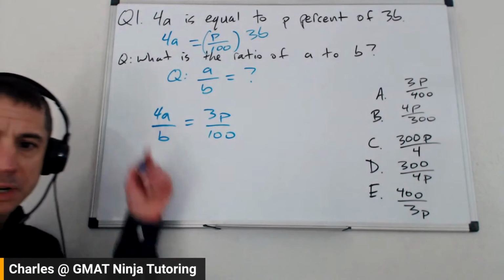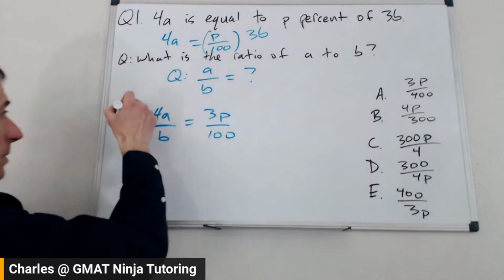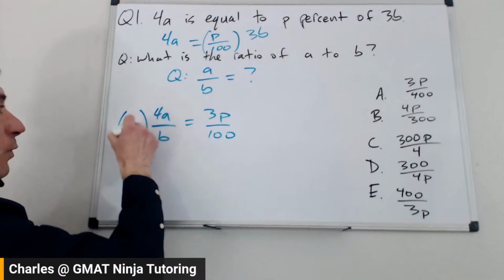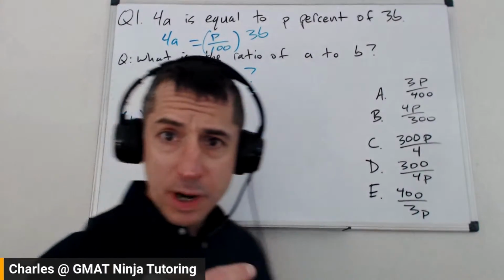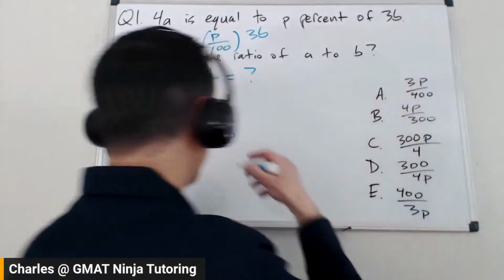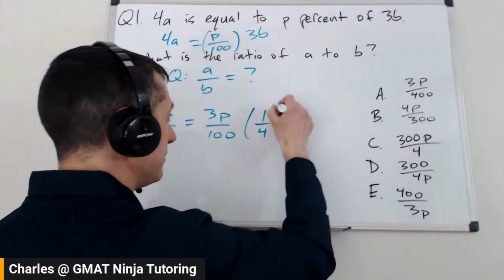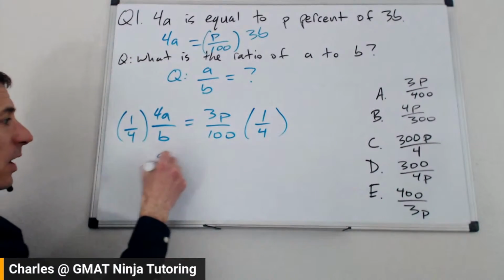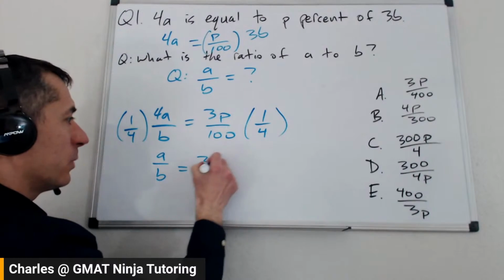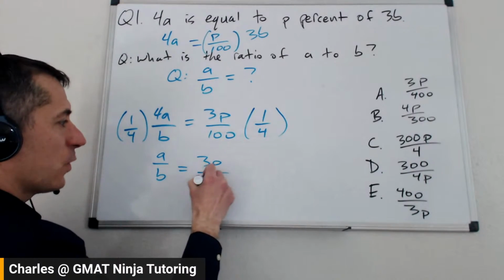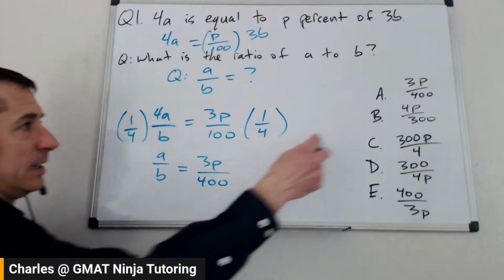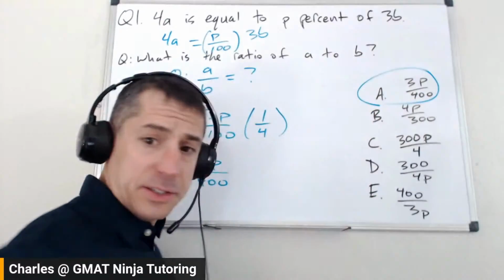Now all I need is to get rid of this 4, divide both sides by 4, or if you prefer, multiply by 1 over 4, whatever works better for you. If it looks better to your eyes to multiply by 1 over 4 here, that's great. And we get our a over b is equal to 3p over 100 times 4, so 400. And our answer is A, nice and straightforward.